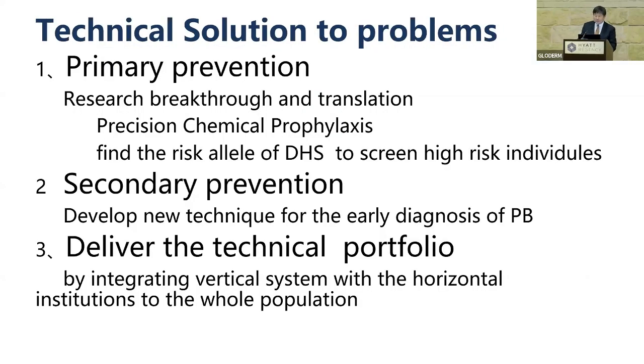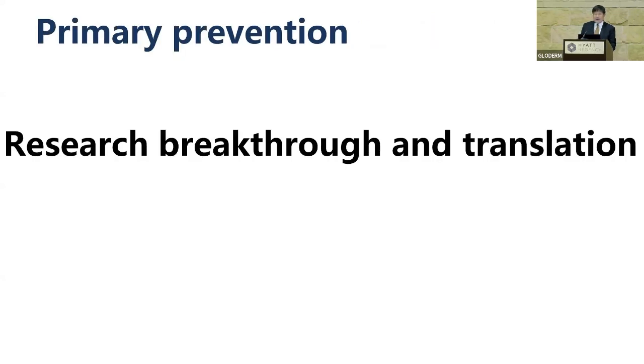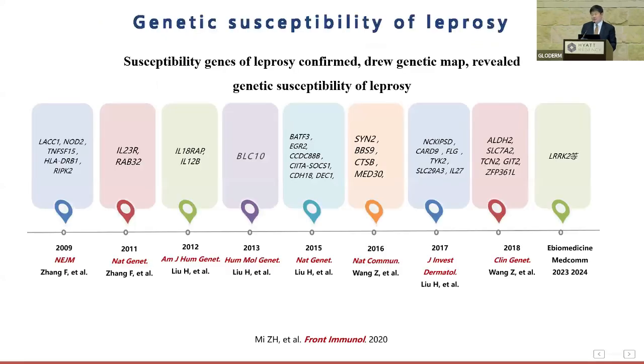So the technical solution to the problem: the primary prevention, the research breakthrough and translation, we can do the precision chemoprophylaxis and find the risk allele of DHS to screen high-risk individuals so that we can do the precision prophylaxis. Second prevention is to develop new techniques for the early diagnosis of PB. And the third, deliver the technical portfolio. We integrate the vertical system with the horizontal institutions to the whole population.